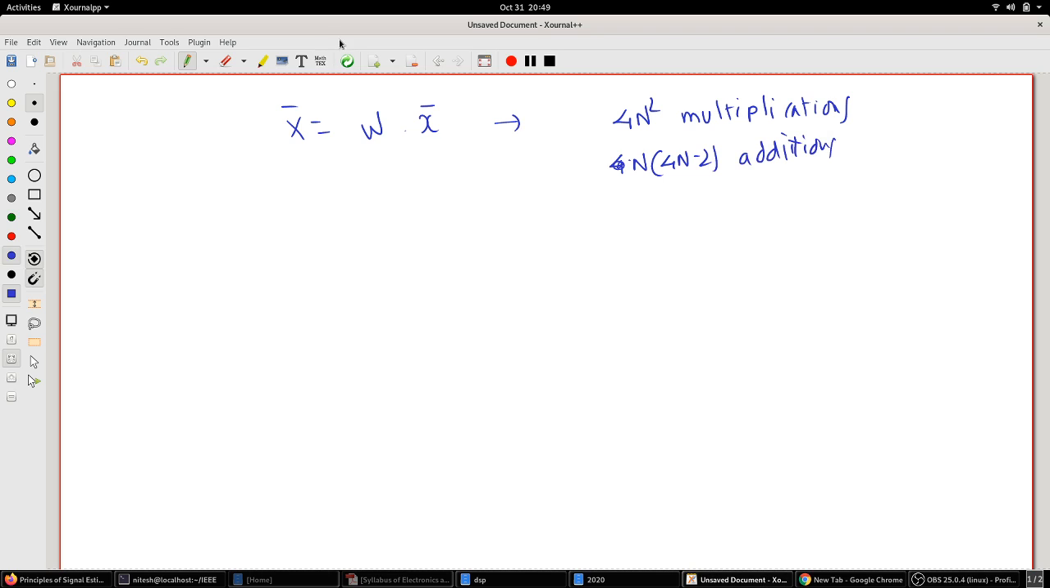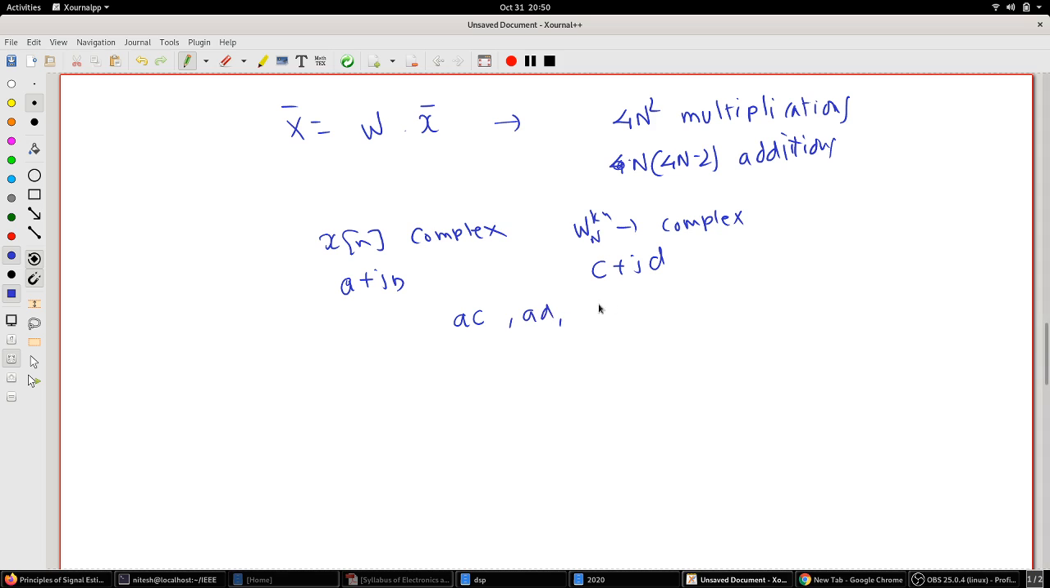Okay, yeah. So this was about the complex case, considering that x of n is a complex number, and you know that W_N^kn is again a complex number, right? So the whole calculations here were all real multiplications, because we had separated the complex number in the form of a plus jb, and the other as c plus jd, and when you calculate the real multiplications they will be ac, ad, bc and bd, right? So this will be the real multiplication.